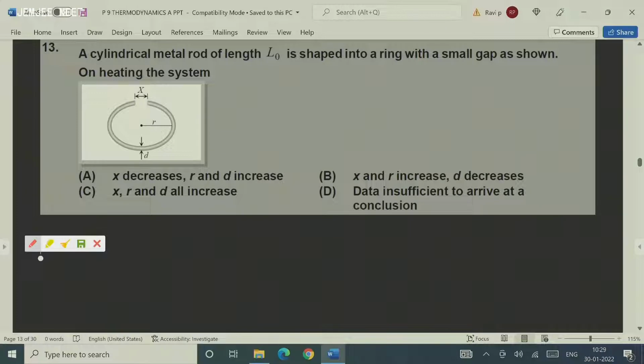A cylindrical metal rod of length L0 is shaped into a ring. The small gap is as shown. And the system is heated.